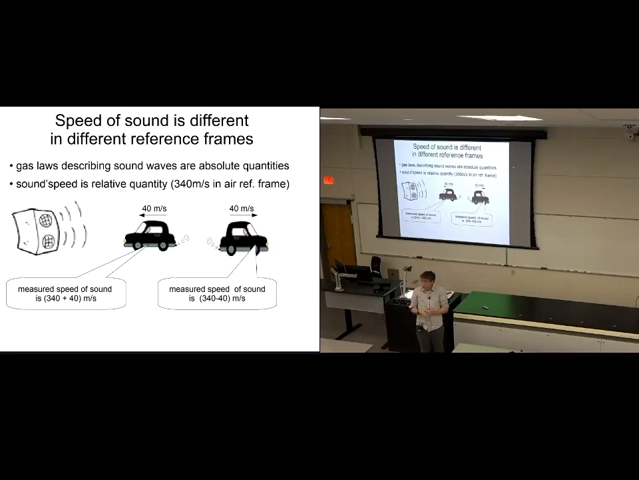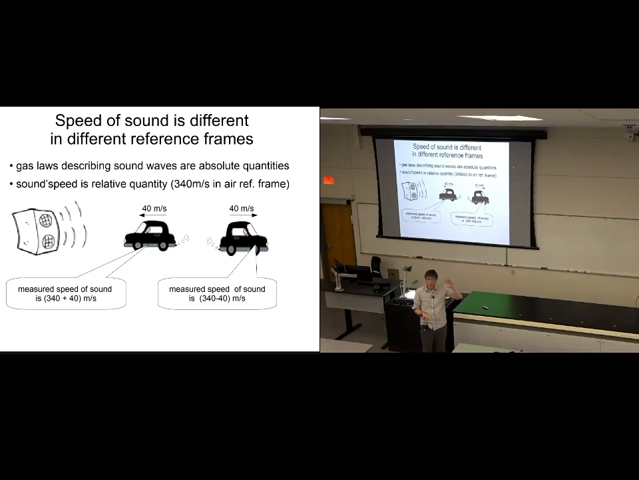But if you were to move through the air and measure the speed of sound, you would see, in general, a different speed of sound. For example, if you run towards the speaker at 40 meters per second, you would see a greater speed. If you run away from the speaker at 40 meters per second, you would see a reduced speed. So here's an example of the sound waves. Their speed is a relative quantity. Their speed depends on your reference frame.